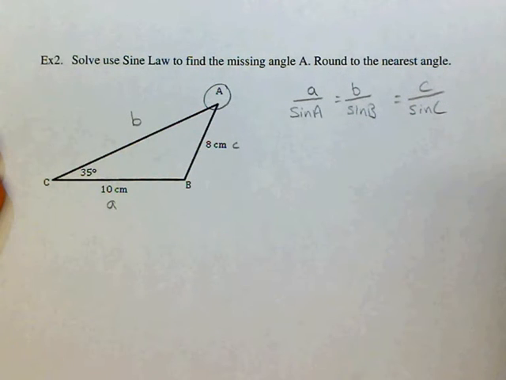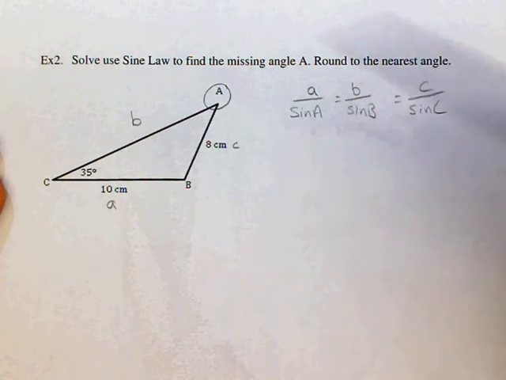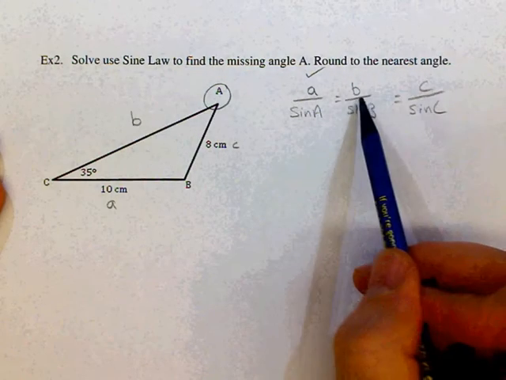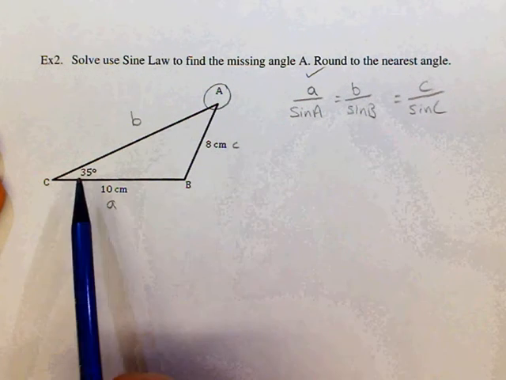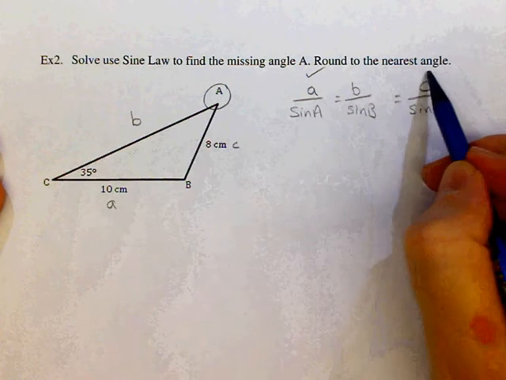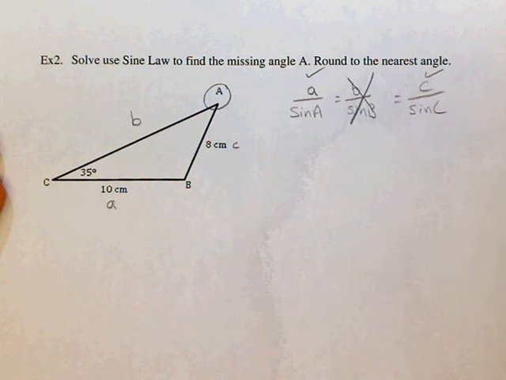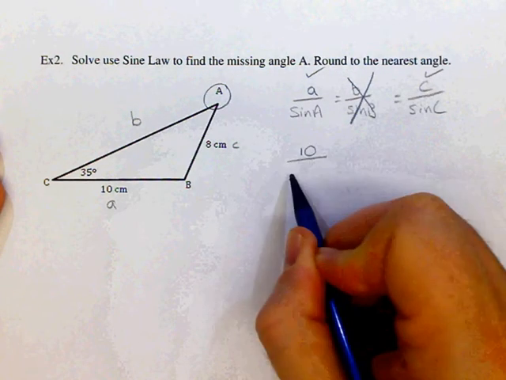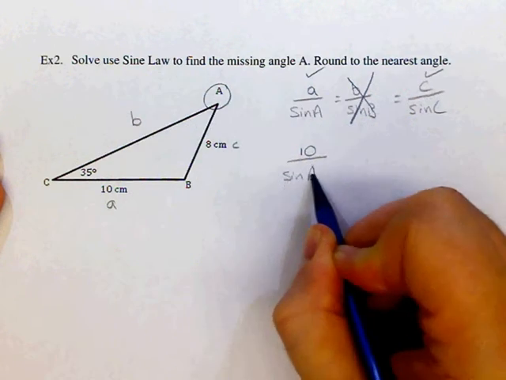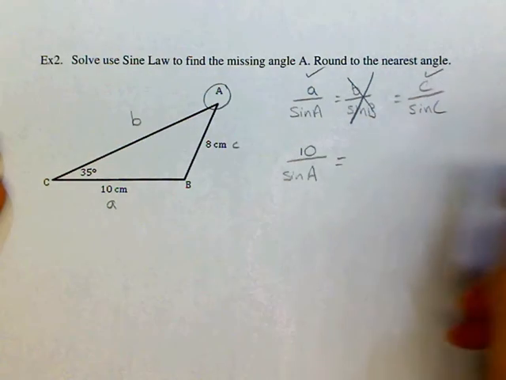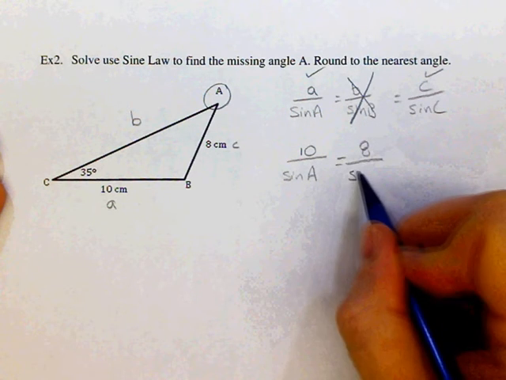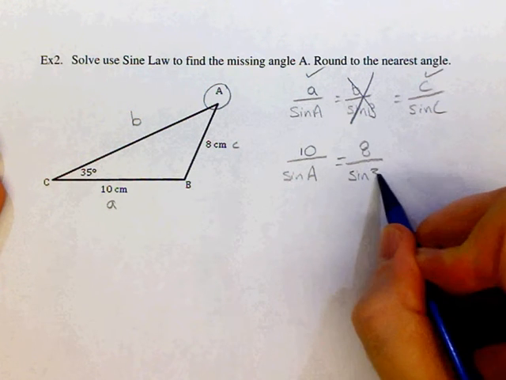Well, which two of these three do we want to use? I'm looking for angle A, so I have to have angle A. Am I going to choose b or c's? Well, my diagram shows numbers for c, so I'm going to choose c's. Cross out the b. So little a is 10 over sine of A, that's what I'm looking for, equals little c is 8 over the sine of C, which is 35.